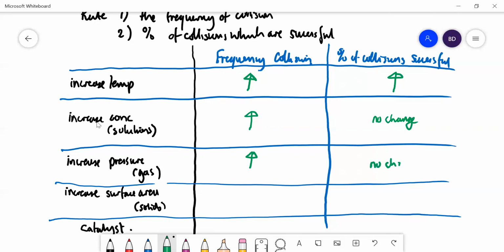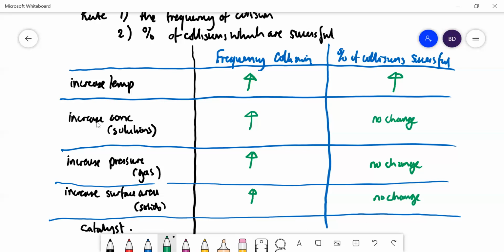No change. It's worth mentioning a common misconception I've seen with some people, who think that if you increase the pressure of a gas, somehow you increase the kinetic energy of the particles. You don't. You just have more of them squashed into a smaller area, but they've got the same distribution of energy. Obviously, with surface area, you're going to get more collisions, but no change there.